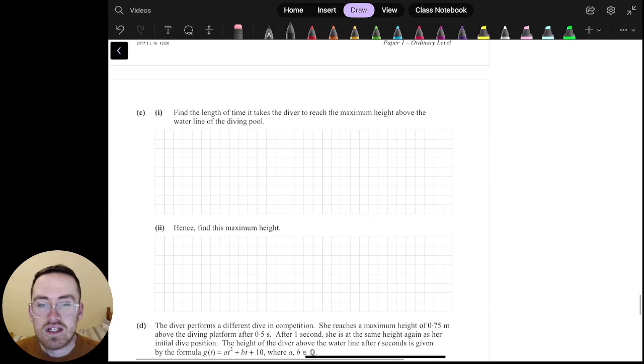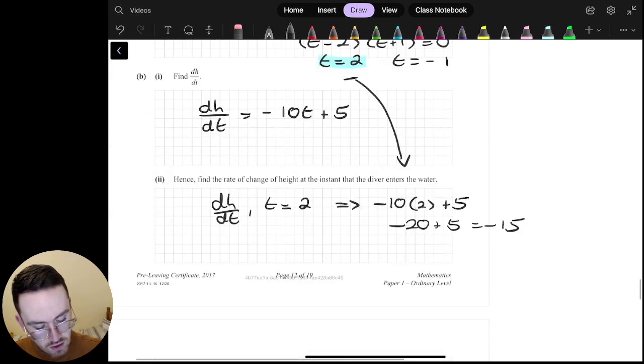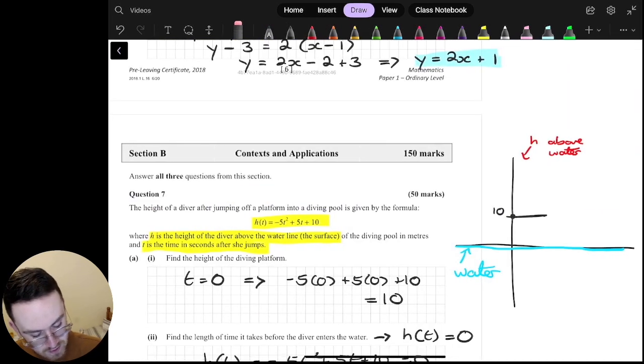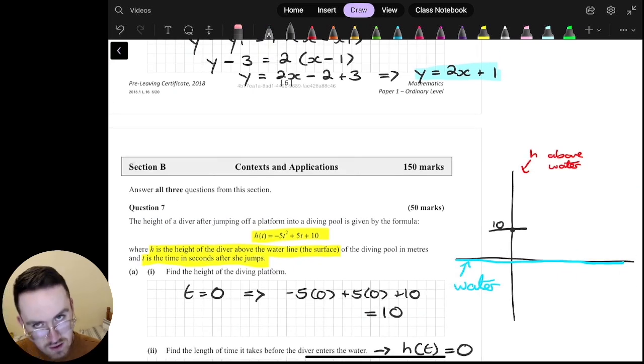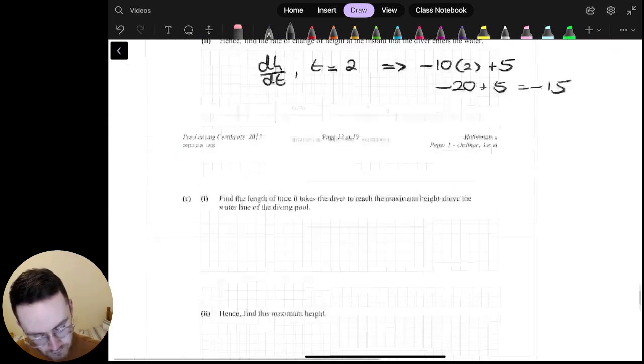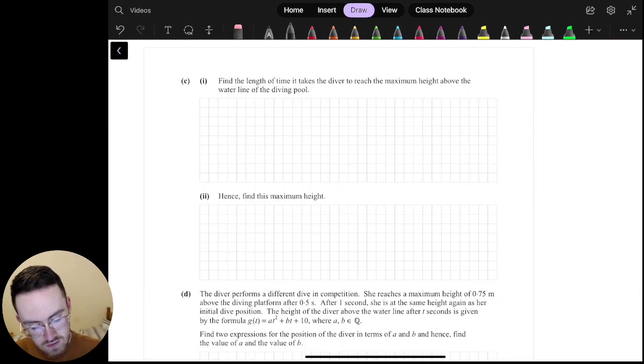Find the length of time it takes the diver to reach maximum height above the waterline. Okay, so important, this was what I was trying to figure out. The diver is starting here. Let me move my little diving platform. There we go, not a ledge. So this is her here on her little platform, and she's going to go up and down into the water. So she's diving into the water, so she's going up and going into the water. So find the length of time it takes to reach the maximum height.